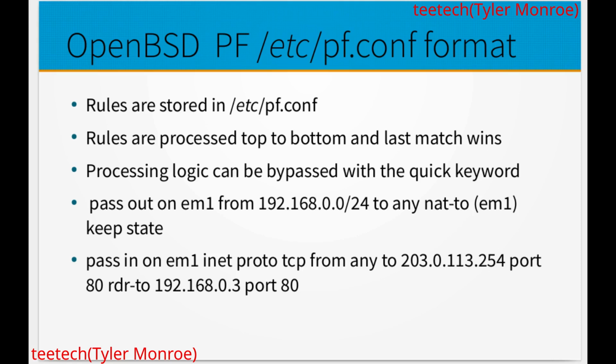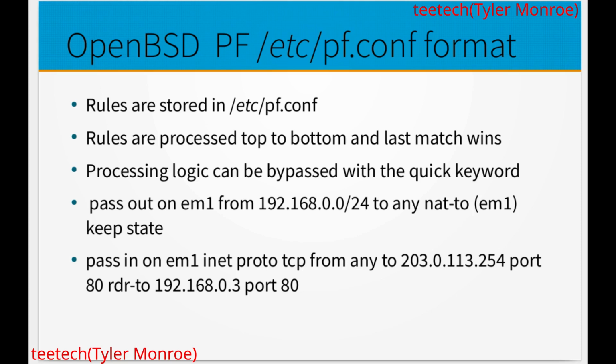From is the source, and the source here is the subnet 192.168.0.0/24. The 2 is the destination. This is to any destination. You can definitely restrict that, though, to certain destinations.